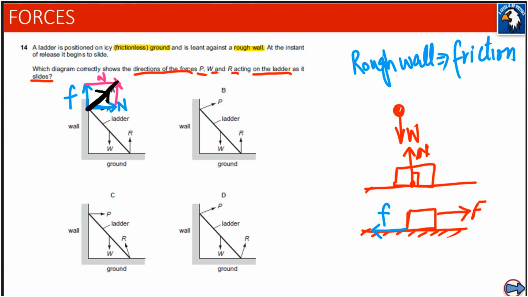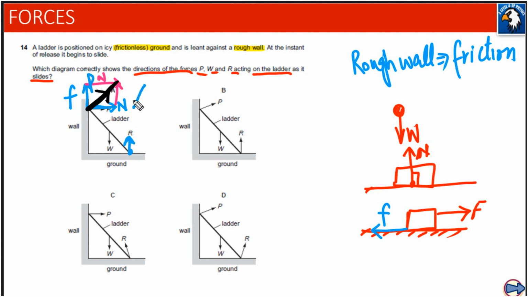And the normal reaction force is quite straightforward. It has to be at an angle of 90 degrees to the surface. So this is the force acting on the ladder at this point. Simply, this is what we need to understand. So this has to be the direction of P and this has to be the direction of R.